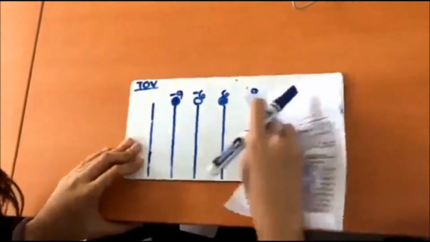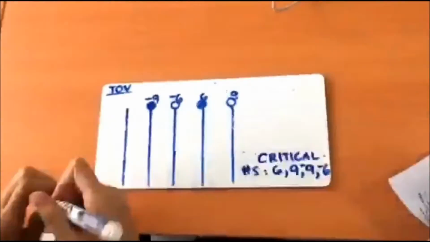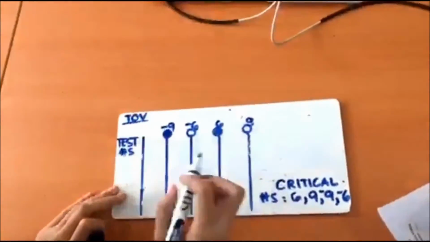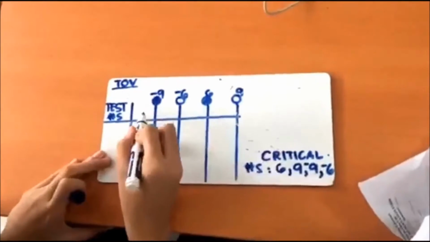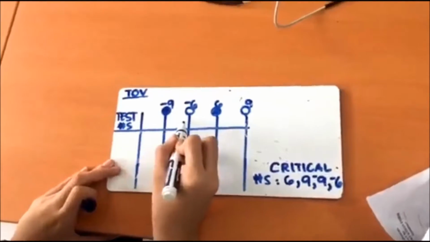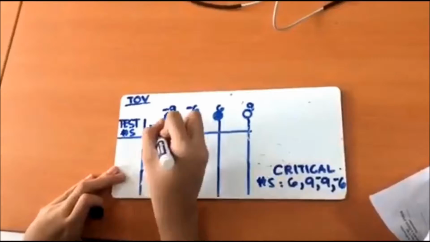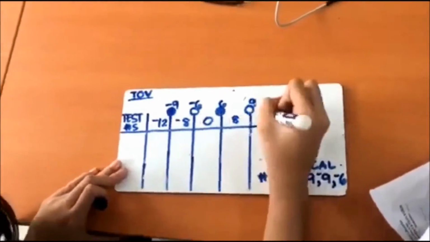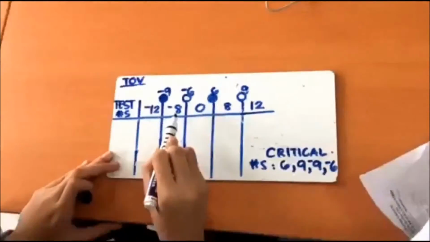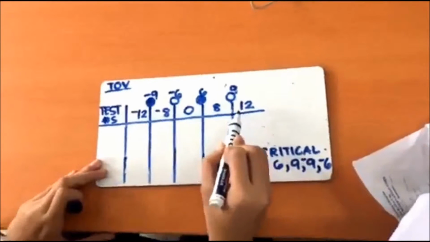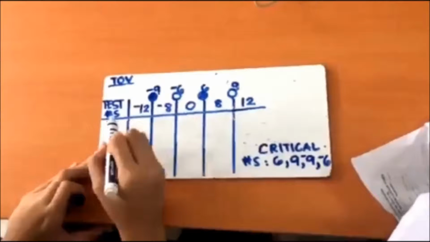Now, onto the test numbers. I need to find any number that satisfies the requirement of the table. For example, in column number 1, any number that is less than -9 can be used as a test number, such as -10, -11, -12, -13, and so on and so forth. But now, we'll use -12.